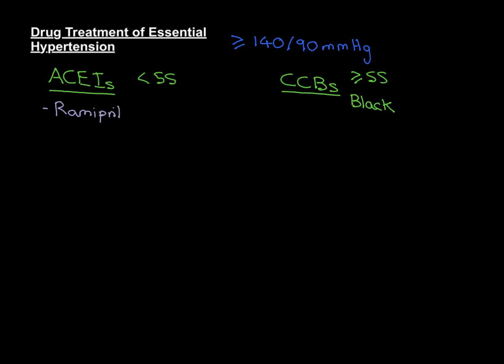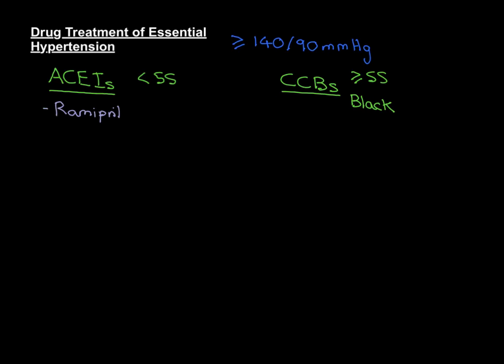Other examples that I won't write down: enalapril, captopril, lisinopril, perindopril, quinapril, trandolapril. You can see that they all end in the suffix pril. So if you see a drug that ends in pril, it is most likely an ACE inhibitor. In the UK at least, the most commonly used one is ramipril. So that is the one that above all the others you need to know the name of.